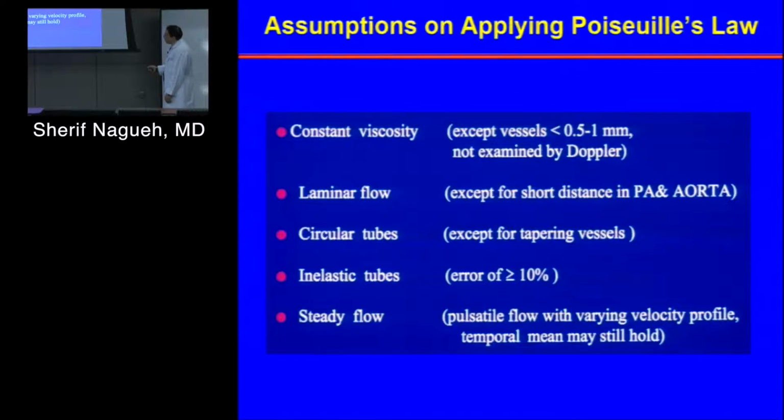A more problematic assumption is that in all of the calculations, we assume that the area will not change with the flow. This does not happen. There is an elastic recoil. There is expansion, and then there is elastic recoil. So there is an error in assuming that we are dealing with inelastic tubes. And then the assumption that the flow is steady. As you all know, in the heart, flow is not steady. It's during one phase only. And then even within that phase, there is a varying velocity profile. Velocity at the beginning of ejection is not the same at the peak or at the end.